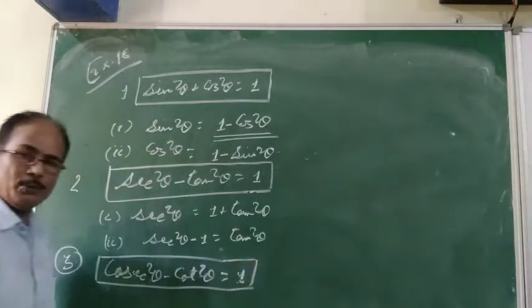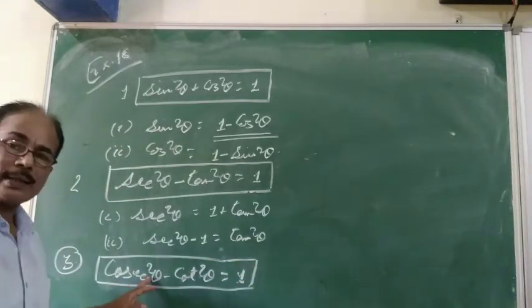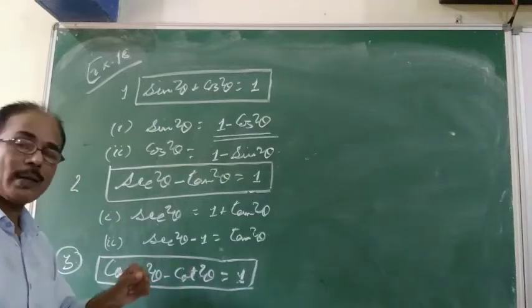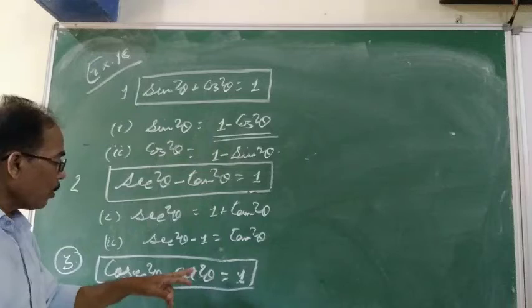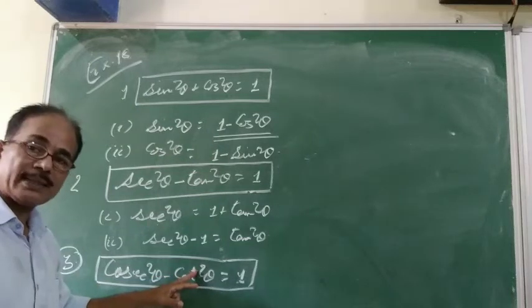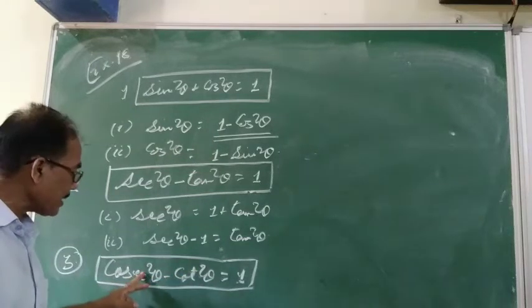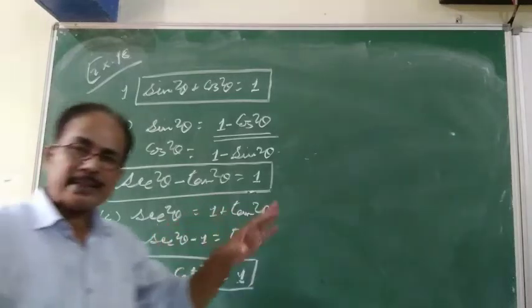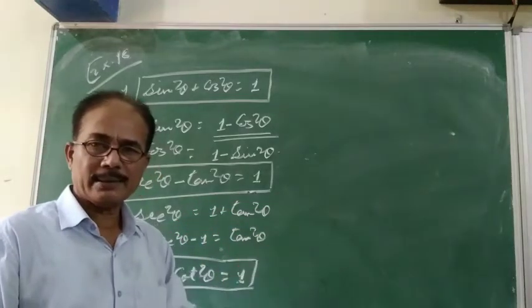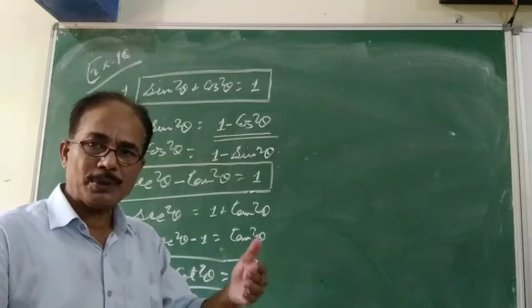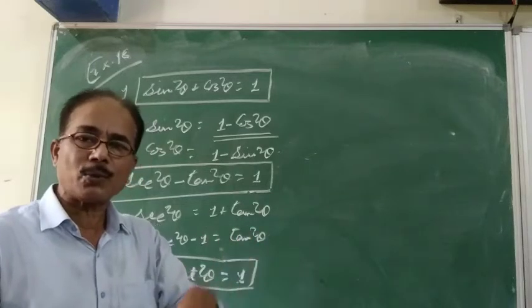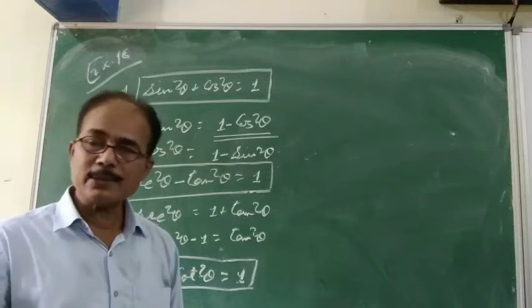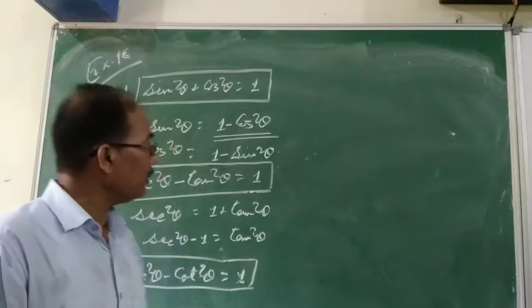Again, what will you do? Once you make cosec square theta the subject, you will get cosec square theta equal to 1 plus cot square theta. Next, you make cot square theta the subject, you will get cosec square theta minus 1 equal to cot square theta. So these are the relations or formulas which you will have to apply directly in the questions to prove them. In the identities, almost all the questions you have to prove.